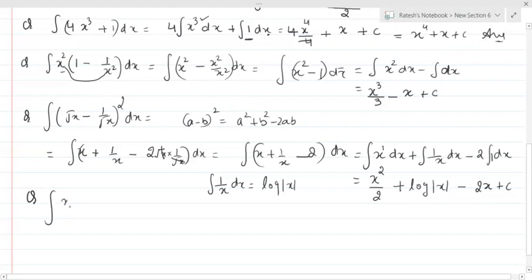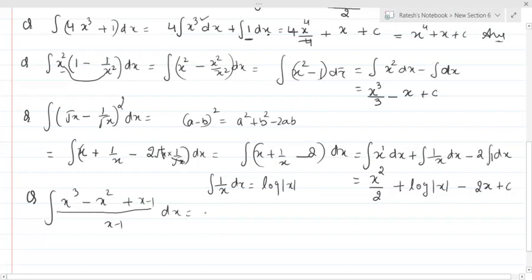Integration of, but basically all these questions are from your NCERT book. You can tally and you can check from that also. Okay, these are the exercise questions. Integration of x cube minus x square over x minus 1, dx. Can you imagine what should we do here?